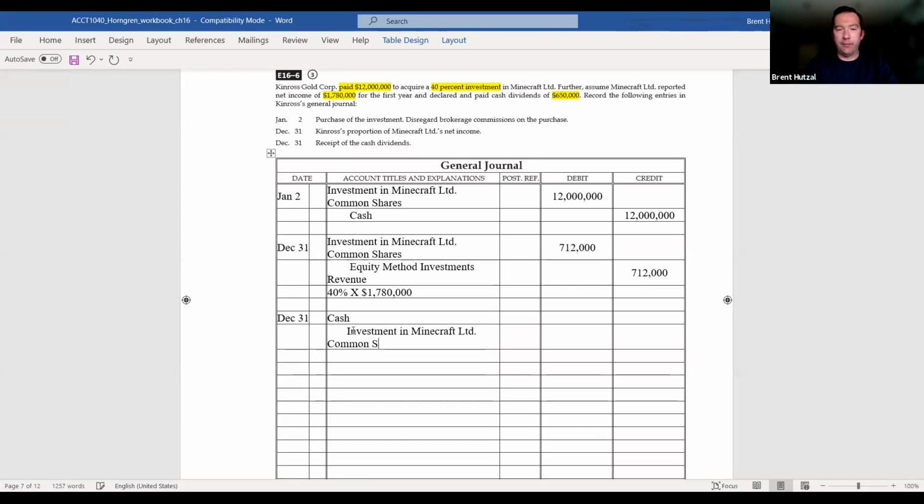I know what you're thinking, Brent, why didn't you just copy and paste from the other journal entries? I could definitely do that. Probably should have done that to save time, but you get the idea. We're using that same account, investment in Minecraft Limited common shares.